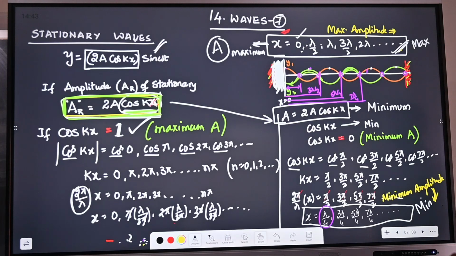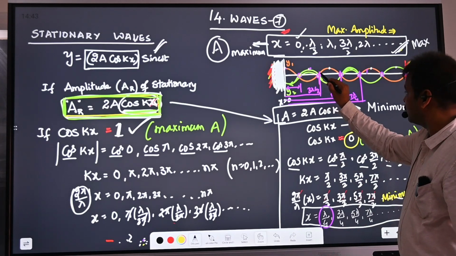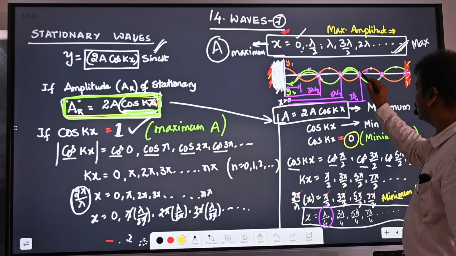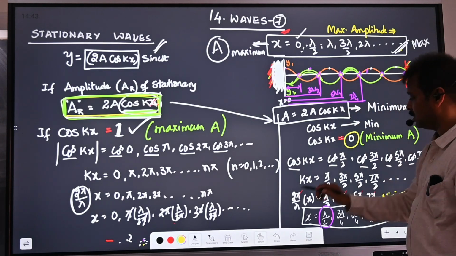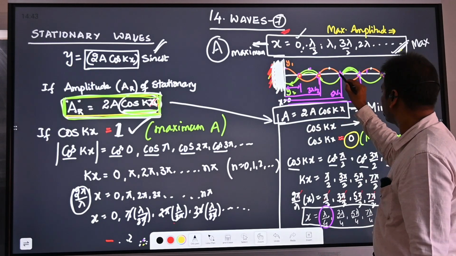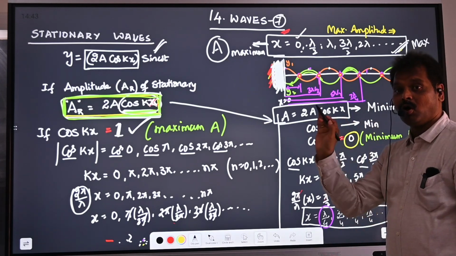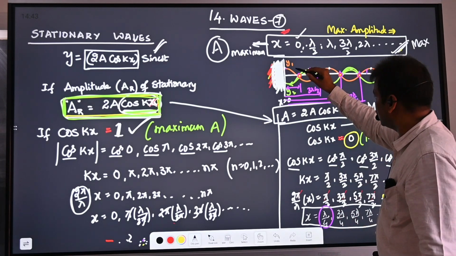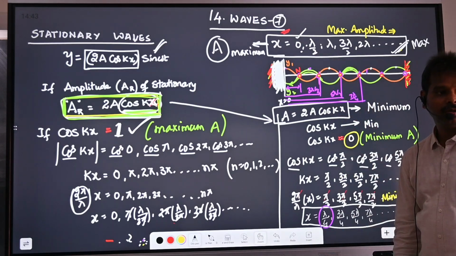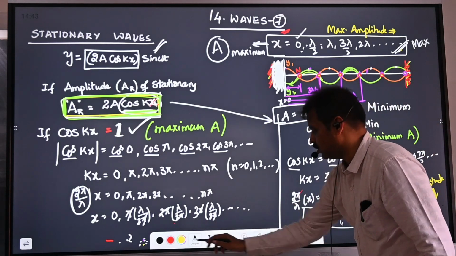So for the minimum amplitude, what is that minimum value? 0. So these are the zero points, right? The zero points are given one name, and that name is node. What are the zero or minimum amplitude points? Node.